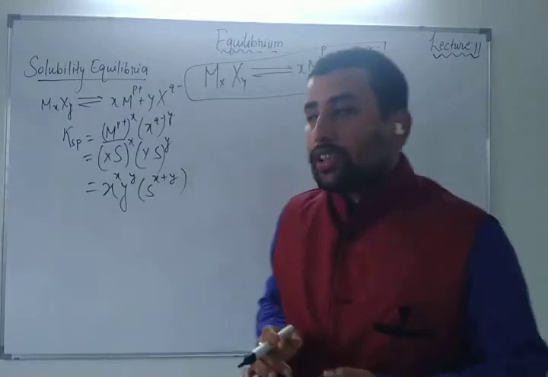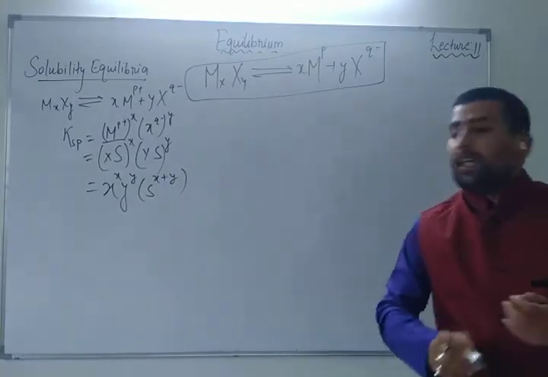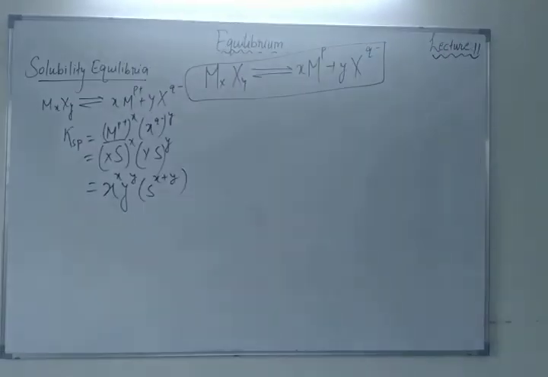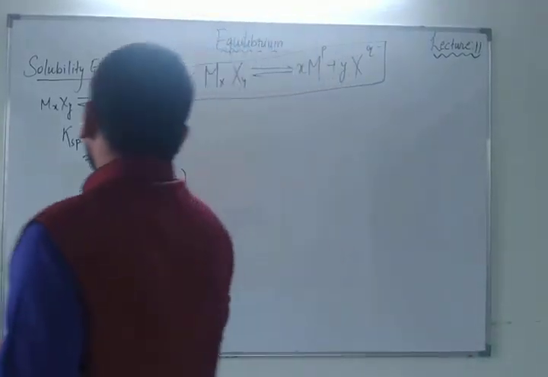See here, x to the power x, y to the power y, and s to the power x plus y. Can we write s to the power x, s to the power y? So that's why a to the power x into a to the power y is equal to a to the power x plus y. Similarly, I have written s to the power x plus y. Right? Now tell me, what will be the value of this KSP?